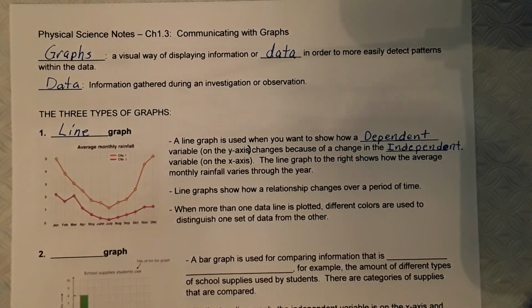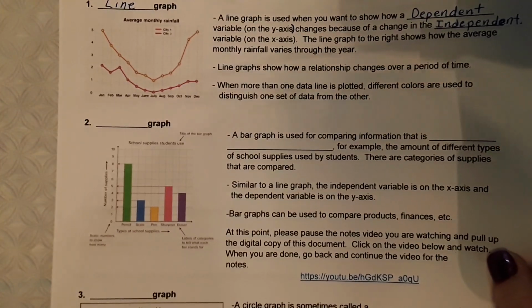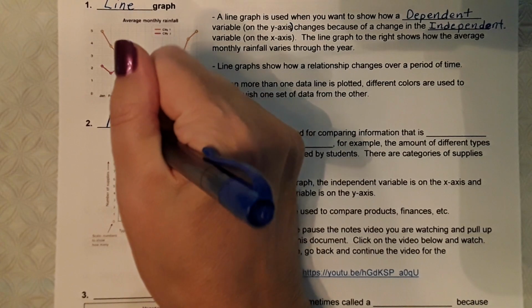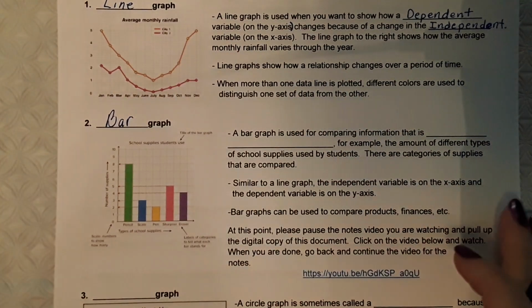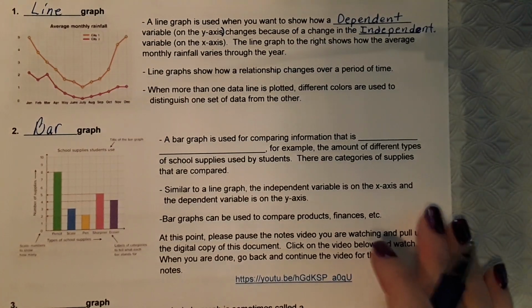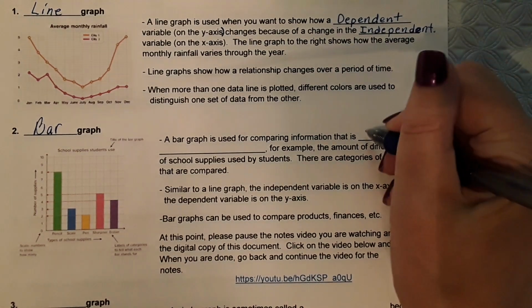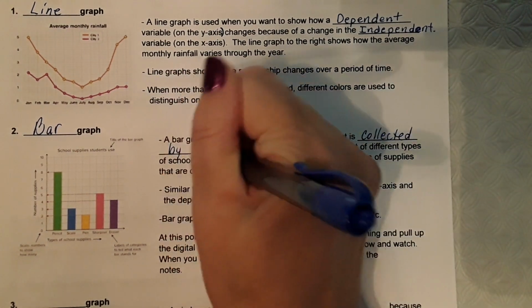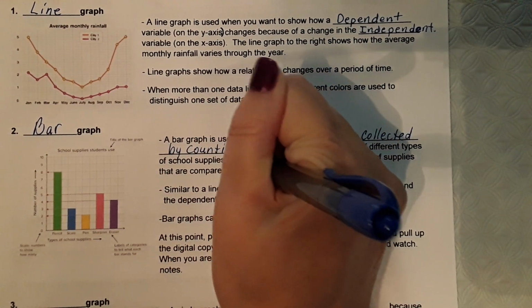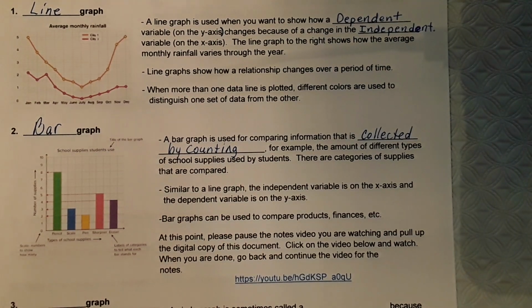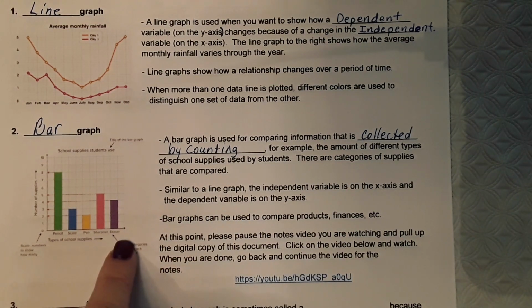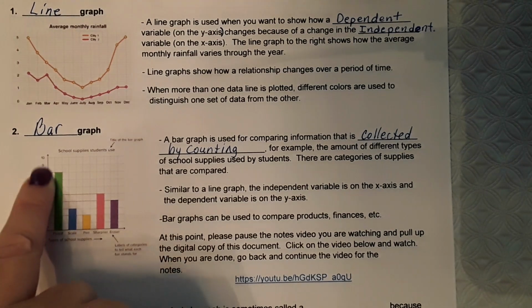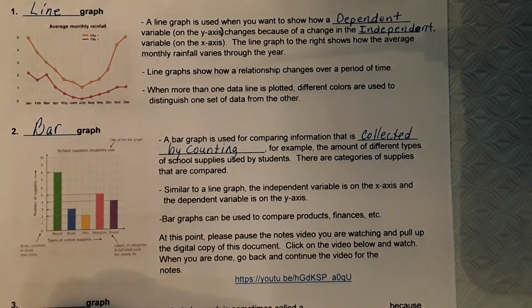Okay? Another type of graph commonly used in science is the bar graph. Now, a bar graph is usually used when you want to compare information that is collected by counting. For example, the amount of different types of school supplies used by students. There are categories that are compared, and then the counts of those supplies are on the y-axis.